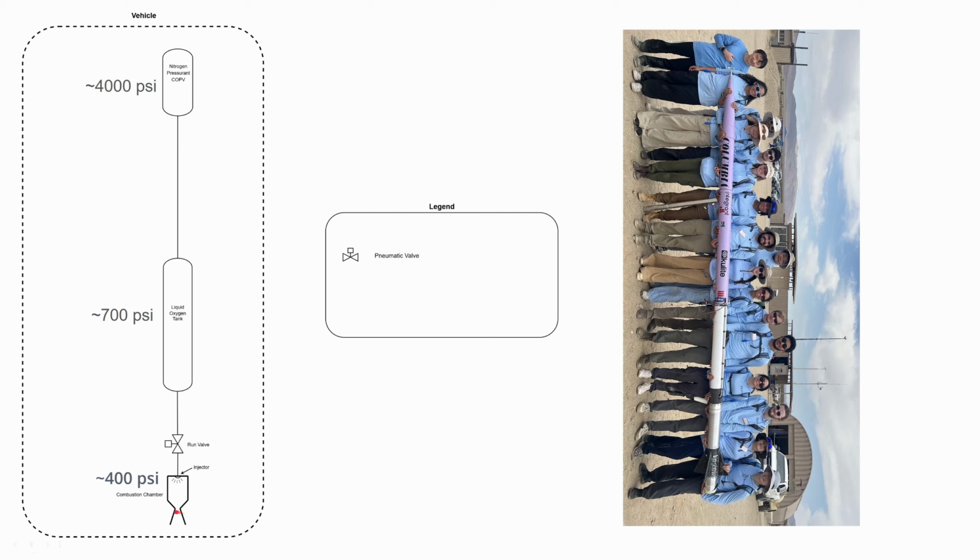Pneumatically actuating just means that we inject pressurized gas into the side of the valve, and that pushes up the piston and opens the valve. Obviously, the rocket can't function on its own like this.